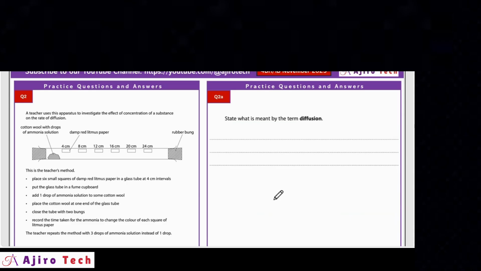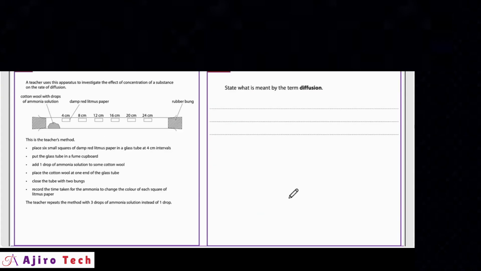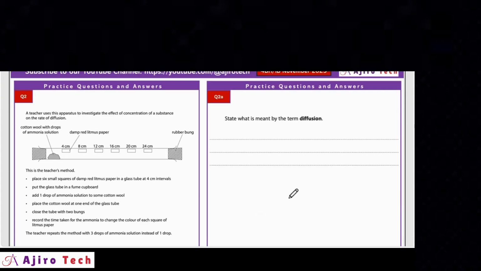So let's look at this. Yes, this is an investigation. A teacher uses this apparatus to investigate the effect of concentration of a substance on the rate of diffusion.